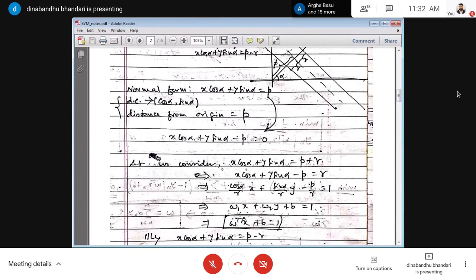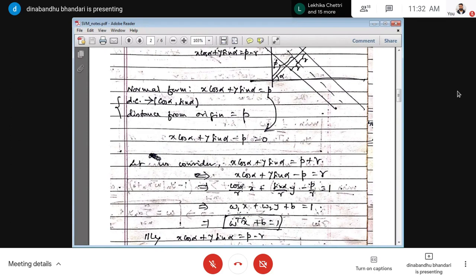So this one becomes cos alpha by R into X, sin alpha by R into Y. This is minus P by R, right side is 1. Actually, objective here is to make the right side 1. That's what we had, isn't it? We wanted 1.